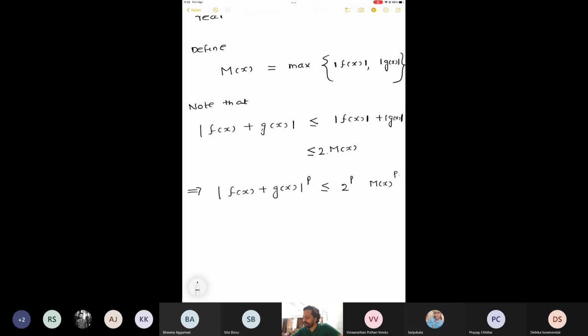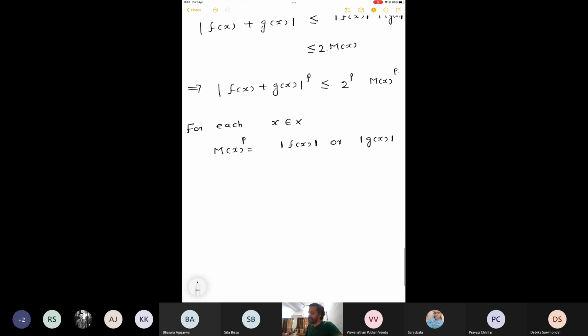Yes or no? Yes. Now, look at m(x). Do you see that m(x) will be either mod f(x) or mod g(x), depending upon whether mod f(x) is greater than mod g(x) or vice versa. So for each fixed x, m(x) is going to be either mod f(x) or mod g(x). Agree? Yes, sir. So anyway, m(x) will be less than or equal to mod f(x) plus mod g(x).